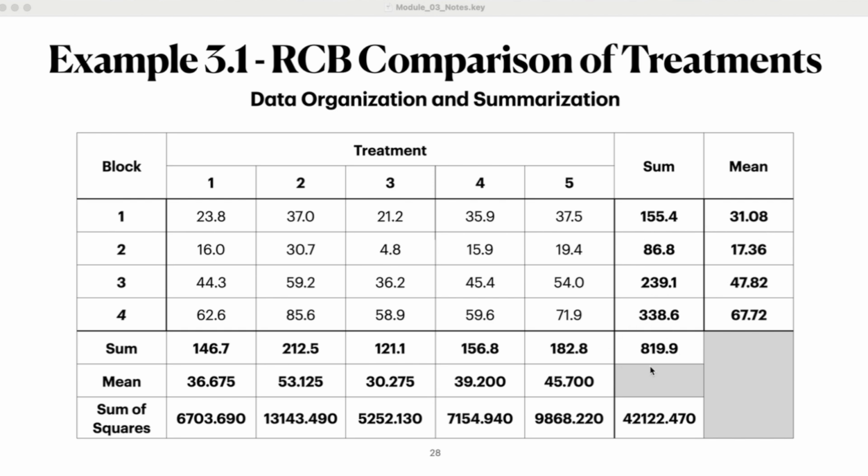We have the overall sum of the observations, which is 819.9. And we also have the sum of the uncorrected sums of squares from each of the 5 treatments. And so this is the total uncorrected sum of squares. And so these values are used to calculate the appropriate sums of squares and then eventually the mean squares that go into the ANOVA table.